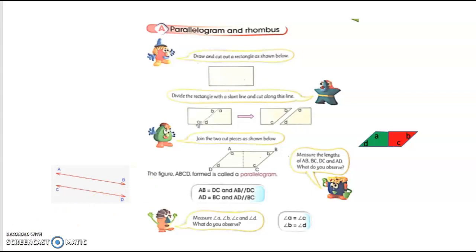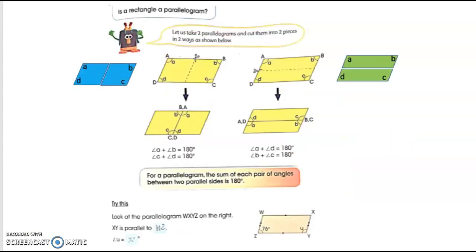Is it clear about parallelogram? Is a rectangle a parallelogram? What do you think? They have similar properties. For example, about the sides, the opposite sides are equal. So actually, rectangle is in the family of parallelogram. I will later share another video explaining their details.